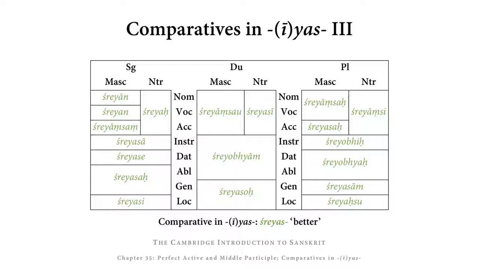Then in the plural, instrumental dative and ablative all have endings that begin with consonants, and specifically with voiced consonants, and in front of these, once again, the weak stem appears as shreyo, giving us shreyobhih, shreyobhyah, shreyobhyah. Genitive plural has an ending that begins with a vowel, namely am, and in front of that, shreyas appears just as it is, shreyasam. And then finally, in the locative plural, in front of the ending su, which begins with a voiceless consonant, shreyas appears as shreyah, giving us shreyahsu.